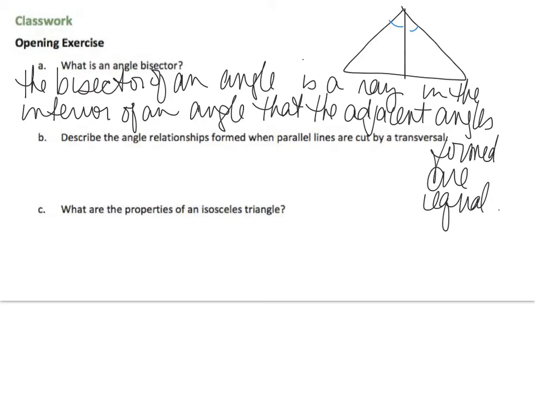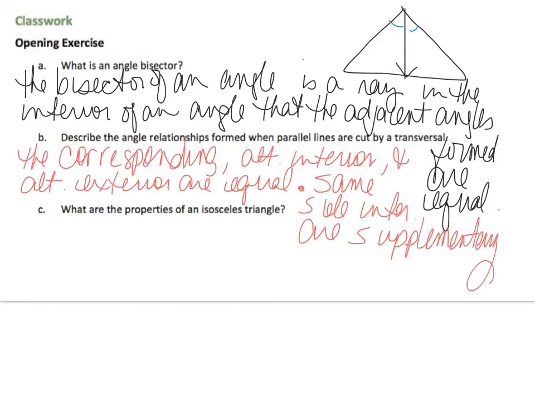A much fancier explanation: the bisector of an angle is a ray in the interior of the angle such that the adjacent angles formed are equal. Describe the angular relationships formed when parallel lines are cut by a transversal. When you have two parallel lines cut by a transversal, the corresponding, alternate interior, and alternate exterior angles are all equal. The same side interior angles are supplementary. That means they add to 180.